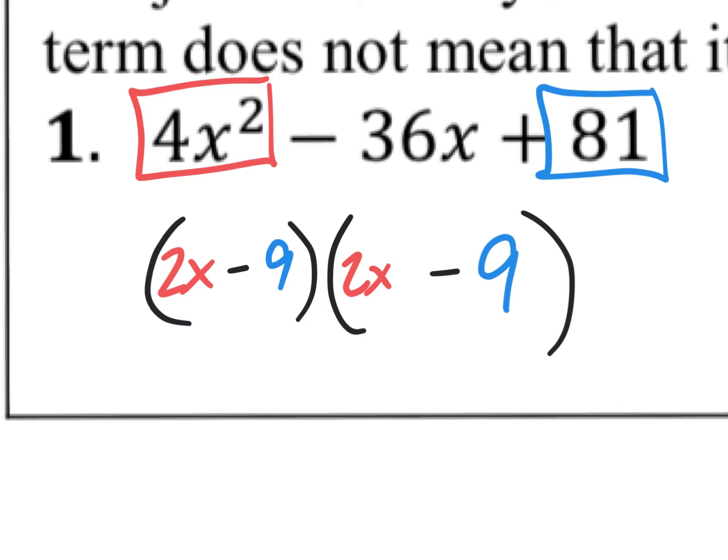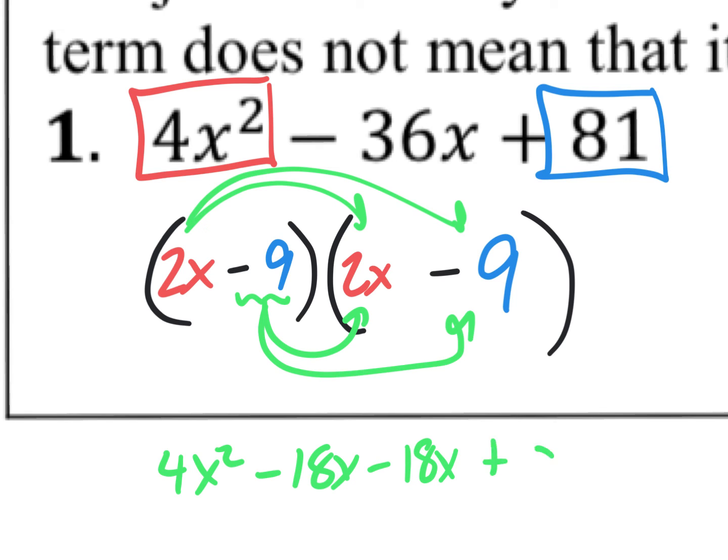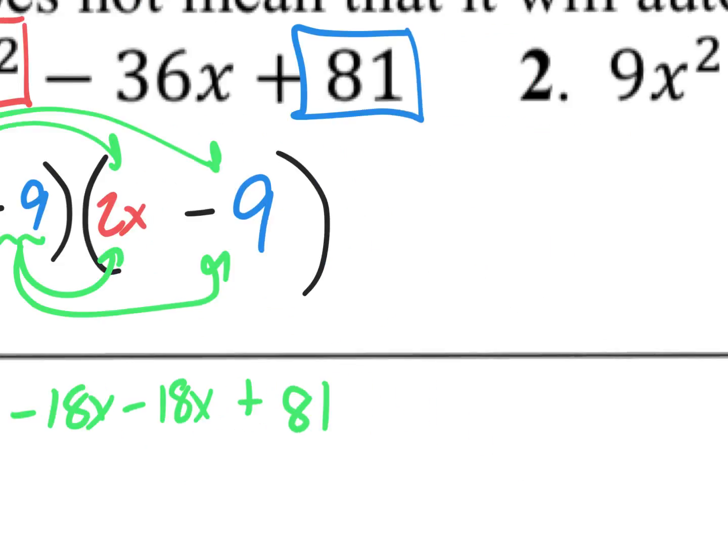And that's how you factor when you have a perfect square term in the front and a perfect square term in the back. Now, it's not always going to work, so it's important that we double check it. 2x times 2x is 4x squared. 2x times negative 9 is negative 18x. Negative 9 times 2x is another negative 18x. Negative 9 times negative 9 is positive 81. And when you combine the negative 18x with the negative 18x, you really will get that negative 36x. So we see that it does work. I know that I factored it right.